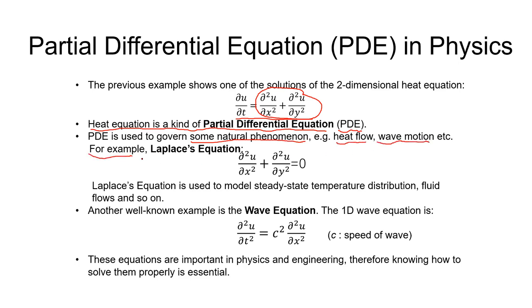Another famous example is the Laplace equation. When partial U partial T equals zero, we can get the Laplace equation. And this equation is used to model steady state temperature distribution, fluid flows, and so on. These things you don't need to understand why and how. We just need to know this is a very famous equation in physics and math.